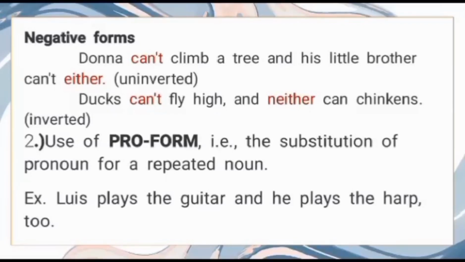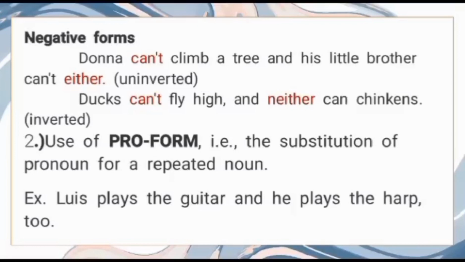So, this is all you need to remember for uninverted and inverted forms. If it is inverted, it is verb before the subject, and its conjunction is in the middle. The uninverted format is subject before a verb, and the conjunction is at the beginning. Just remember, if it is inverted, it reverses. Gets. So, next is the use of proform, the substitution of pronoun for a repeated noun.